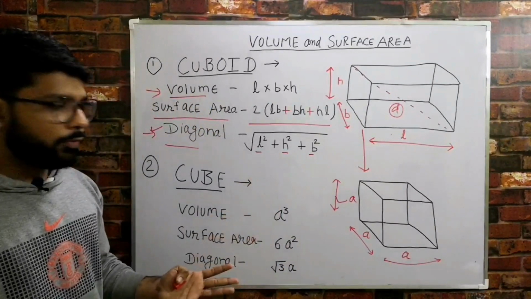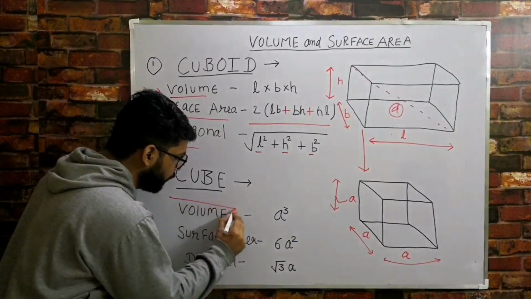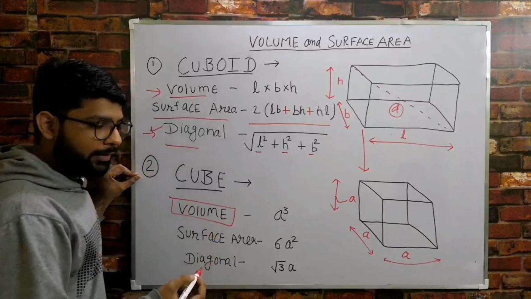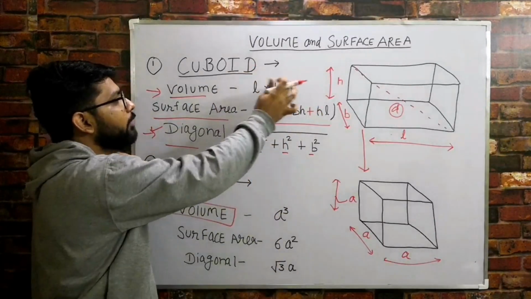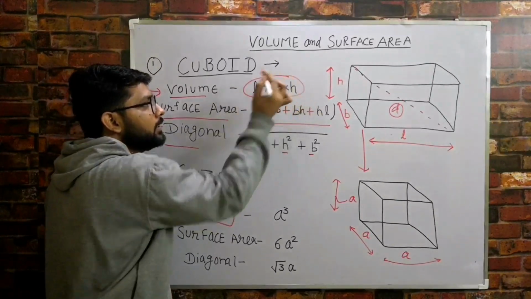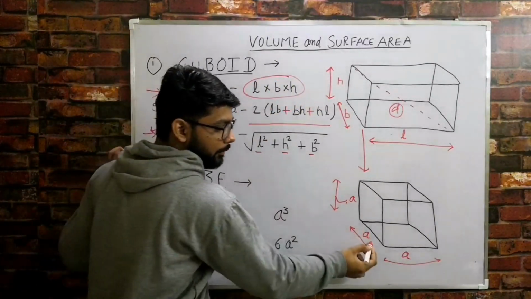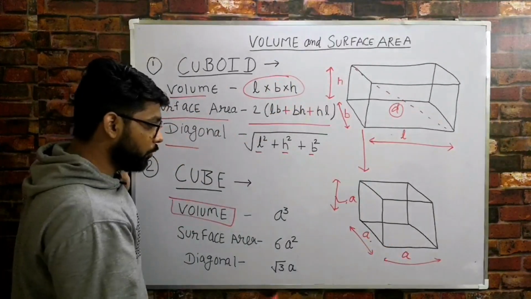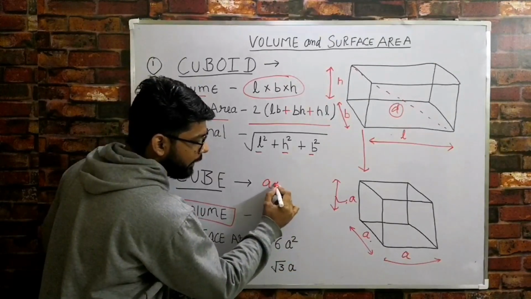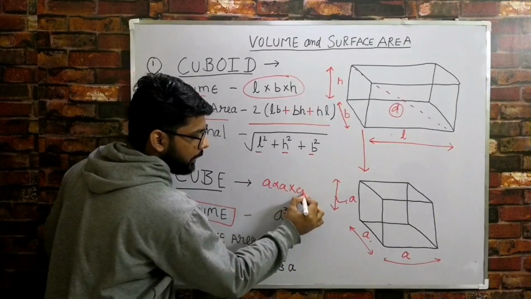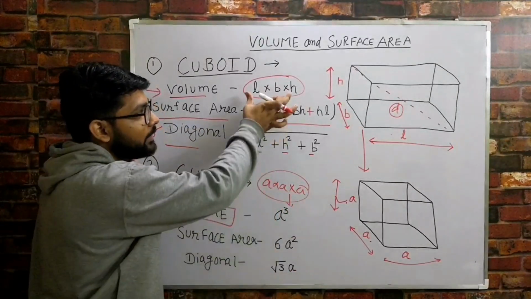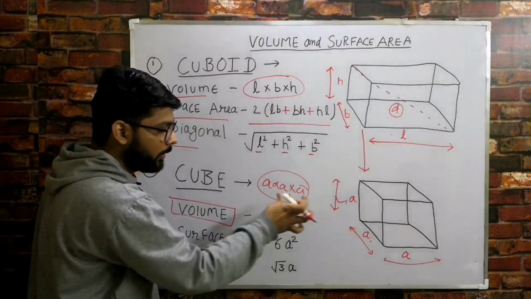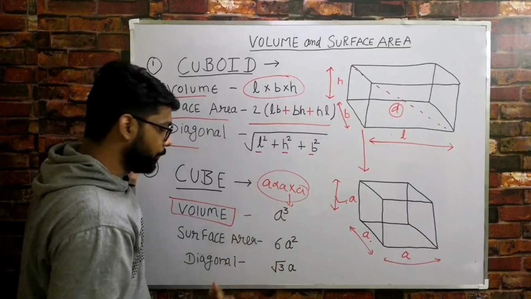So we have to find out the volume of a cube. Volume of a cube, how can we find it? For a cuboid, we multiply the length, breadth, and height. Similarly, we multiply the length, breadth, and the height of the given cube. So when we multiply a into a into a, what can we write? Directly we can write a cube. The same formula will be applied in the cube.